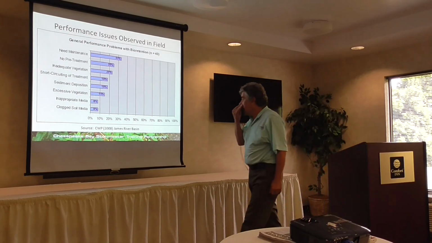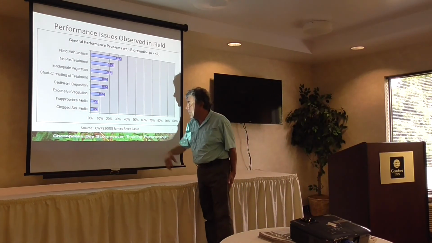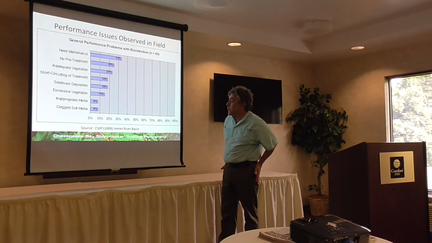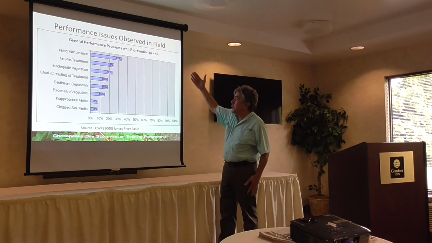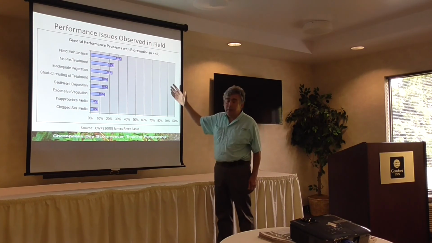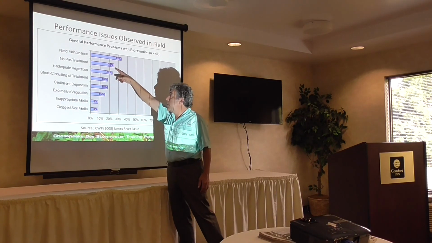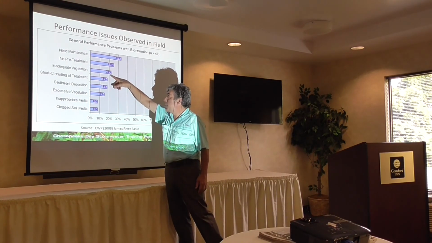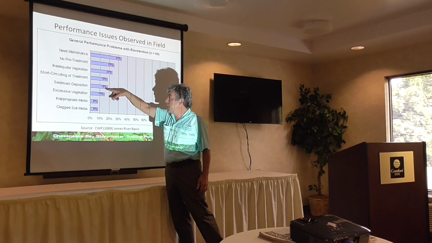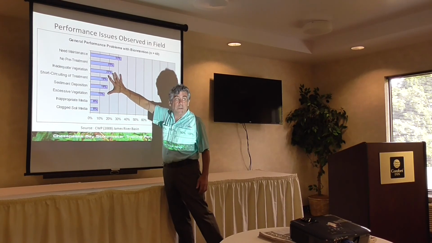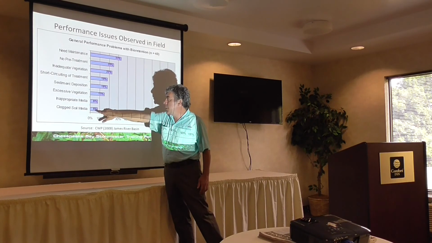But in terms of the problems, the Center for Watershed Protection did a pretty big study of 40 bioretention areas that had been in the ground for at least 3 years, I think. The problems were no pre-treatment, inadequate vegetation, short-circuiting, sediment deposition, excessive vegetation. So those are the two states that I showed you in the one slide, bad media and clogging.